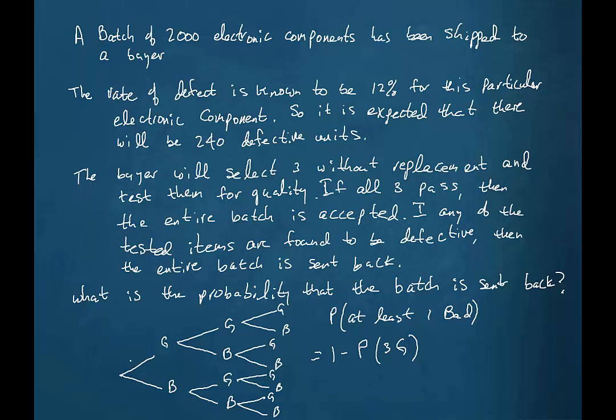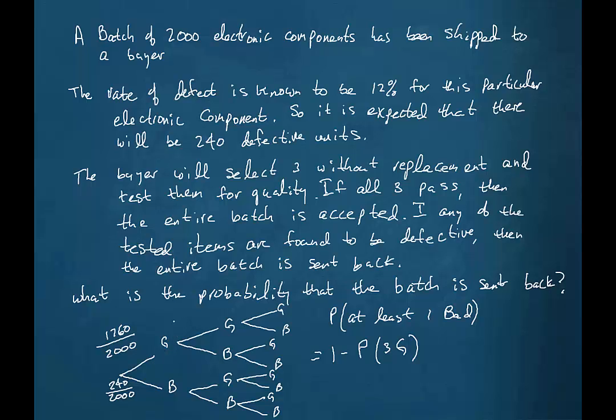Now we're told that there are 2,000 total and 240 of those are defective. So on this first selection, the probability that we would get a good one would be 2,000 minus 240, which will be 1,760 out of 2,000. Then, of course, the probability that we'd have a bad one on the first choice would be 240 out of 2,000. But we're not real concerned with that because we're only going to think about this top branch here.